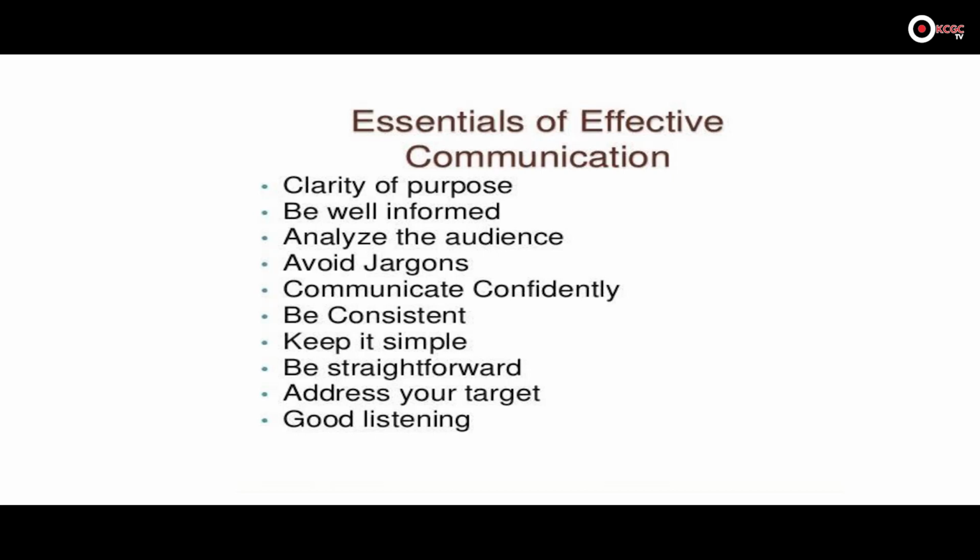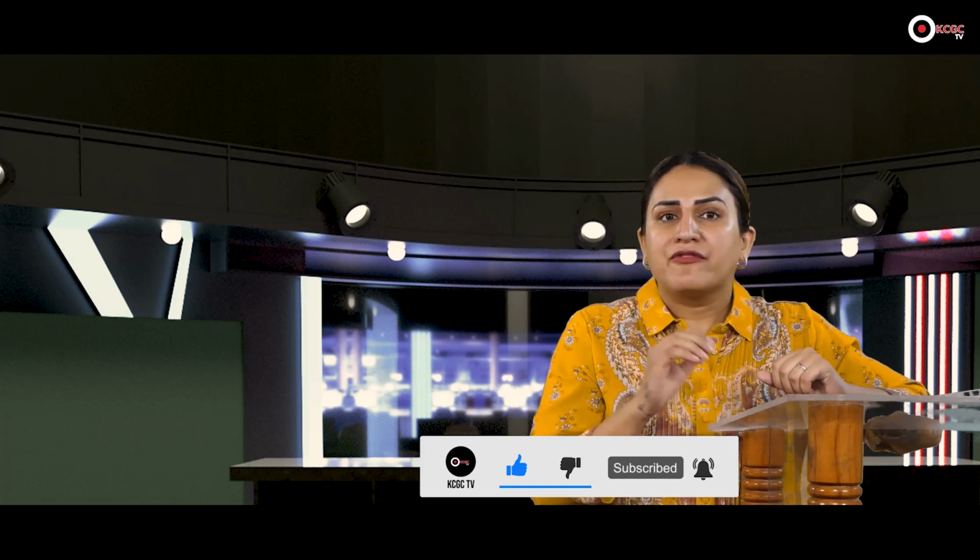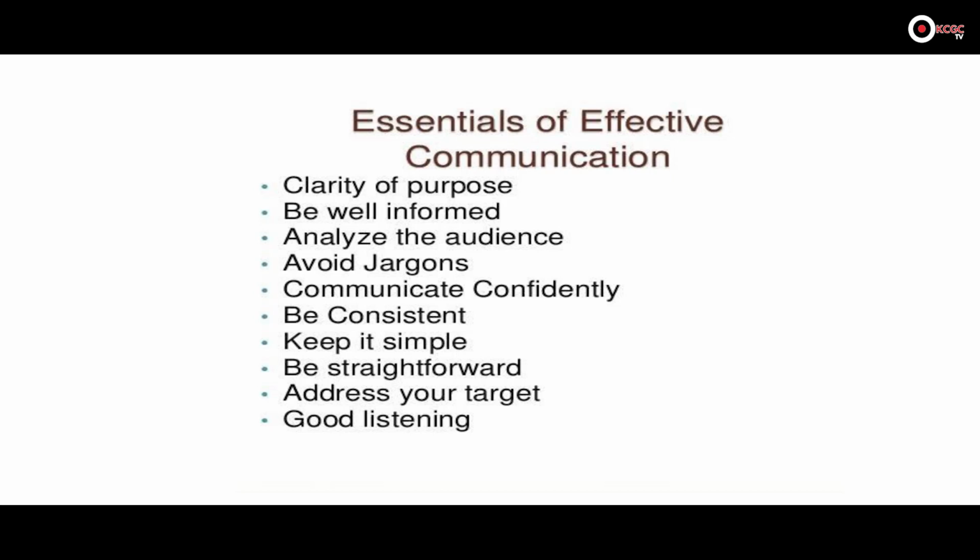So now comes the next point, that is analyzing the audience. By analysis of the audience, what I mean is, if I'm talking to a 7 years old child, my way of talking, my tone, my rhythm, my choice of words will be different than if I'm talking to a graduate or a postgraduate. For example, if I'm talking to a 7 years old, I won't be able to use words like laudable or illegitimate. I need to be very, very specific with whom I'm talking to. So we have covered 3 points: clarity of purpose, being well informed, and analysis of the audience.